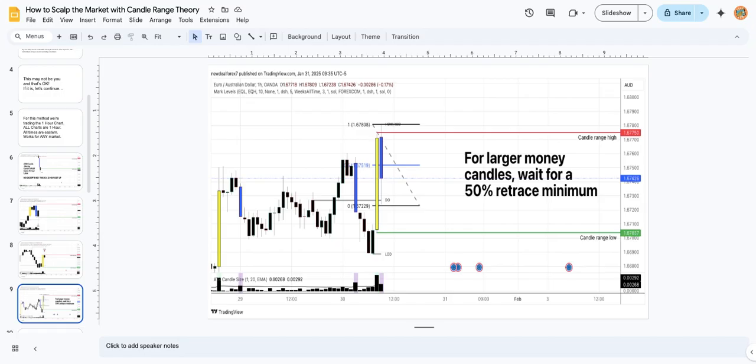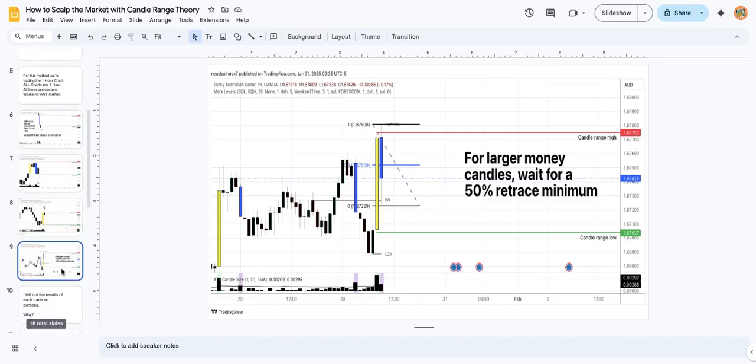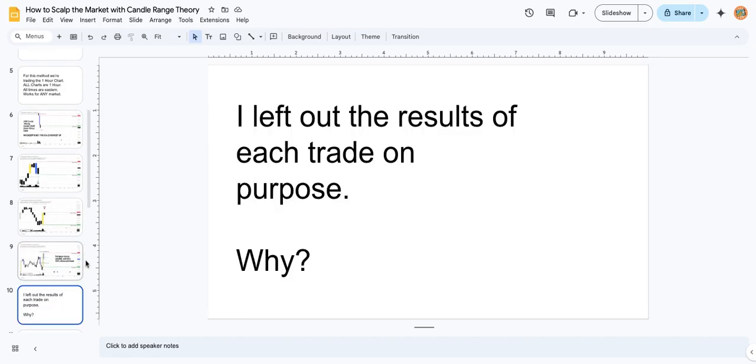But bigger money candles, see how far away it is from the top of the range here? We don't like that. We like to be in as close to the range as possible whenever possible. That's the key there.